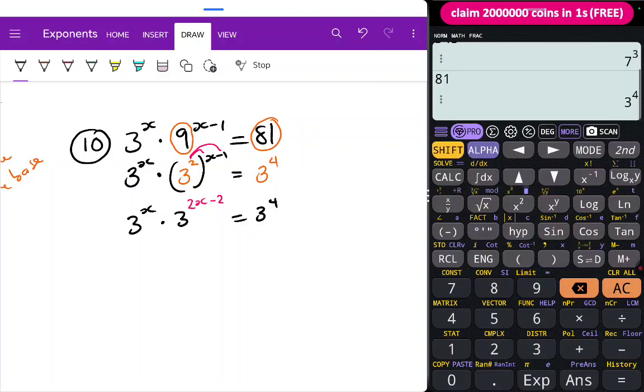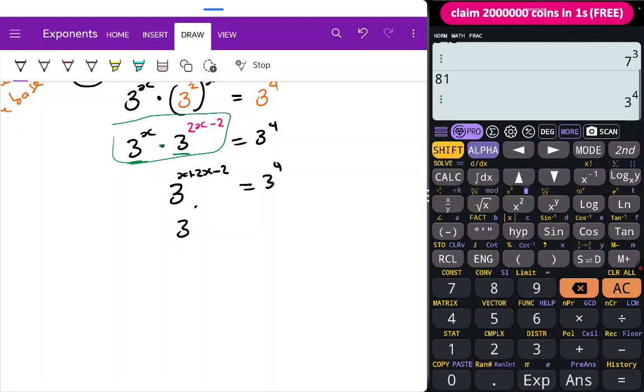Your temptation here is to drop the base, but we can't because we have two items here. So those two, we're going to put them together and say, okay, same base, multiply means we add exponents. So we have 3 to the power of x plus 2x minus 2 equals 3 to the power 4. That simplifies to 3 to the power of 3x minus 2 equals 3 to the power 4. Only now can we drop the base. So now I can drop these two because it's 3 to 3. So that's beautiful. Now I have 3x minus 2 is equal to 4.